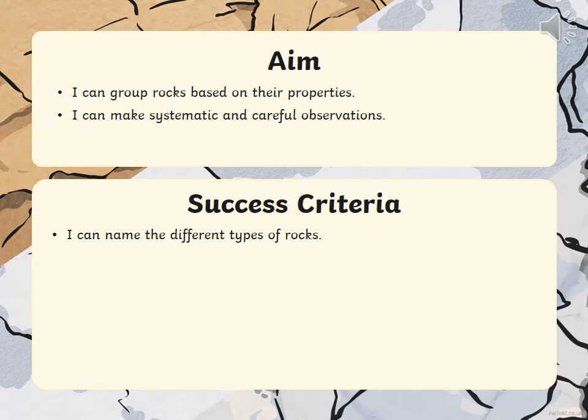Hello Year 3. Today we're going to be looking at how to group rocks depending on their properties. We're going to make some systematic and careful observations of rocks to be able to group them, and by the end we should be able to name the different types of rocks.